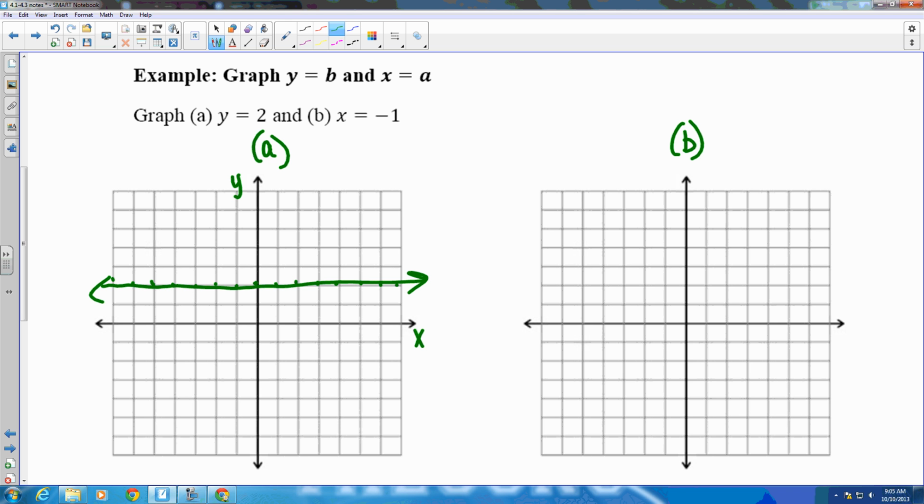It's very similar with the second one. It says x equals negative 1. So again, remembering that's the x, that's the y-axis. X is negative 1 here, all the way down. So this one's going to be a vertical line.